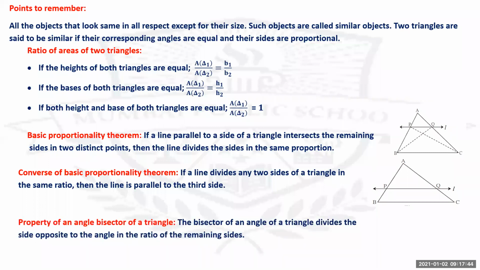Next is the property of the angle bisector of a triangle. The bisector of an angle of a triangle divides the side opposite to the angle in the ratio of the remaining sides. Now check, this is the figure of this. You have taken point D outside and you have drawn the construction and you have proved this. So what you have to do is check the basic proportionality theorem and the property of the angle bisector of the triangle. You note this down in your notebook. Understand this?